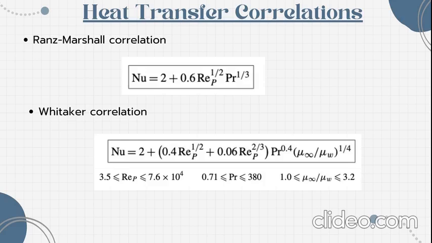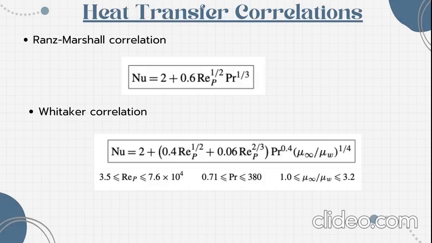when that happens, we have another correlation for Nusselt number, which is known as the Ranz-Marshall correlation. It tells us that the Nusselt number is equal to 2 plus 0.6 multiplied by root of Reynolds number and cube root of Prandtl number. Now this equation helps us calculate the heat transfer coefficient.